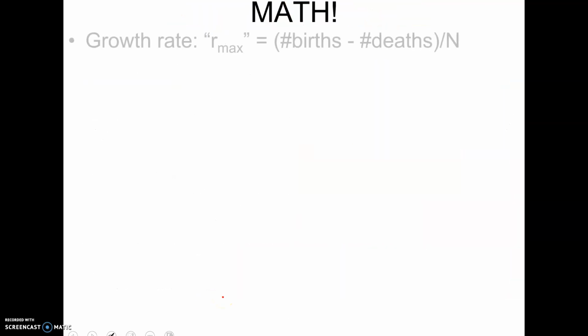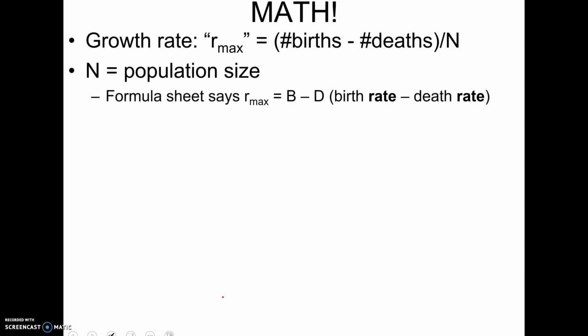Now, there's a formula that you can use to calculate the growth rate of a population. It is the number of births minus the number of deaths over N, where N is the size of the population. The formula sheet that you're given for the AP exam says this: R max, which is the maximum growth rate, is equal to capital B minus capital D. And they explain off to the side that that means birth rate and death rate. But a lot of times when people read the formula sheet, they don't know what they mean by birth rate and death rate, so they just subtract births minus deaths. And that's not going to give you the correct answer.